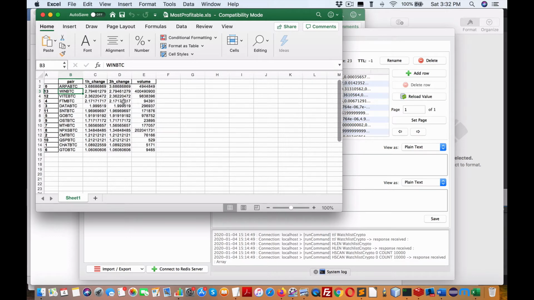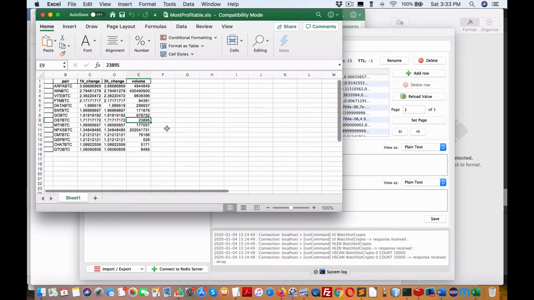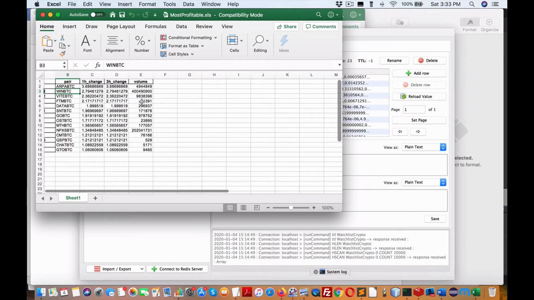Whereas suppose you wanted to do, let's say this guy, OST BTC, moving at 1.7%, what are your fills going to look like when you have this very low volume of 23,895? Meanwhile, you look at this number for WINBTC, it's just huge. So there's a number of factors you got to consider based upon volume at that time.